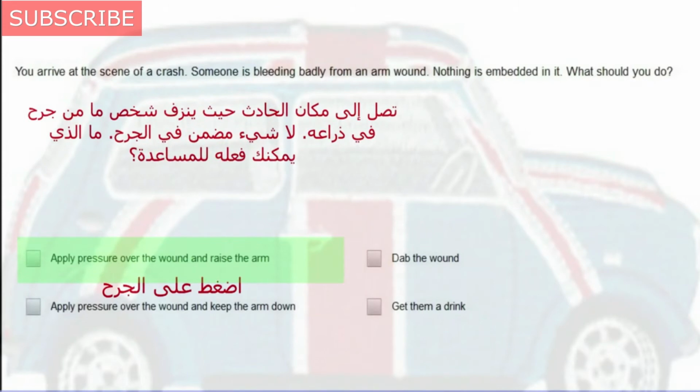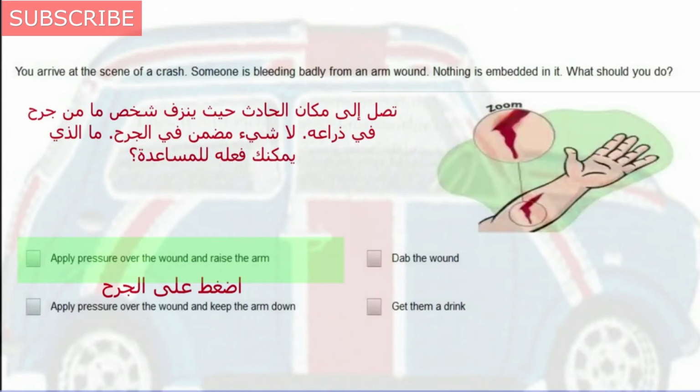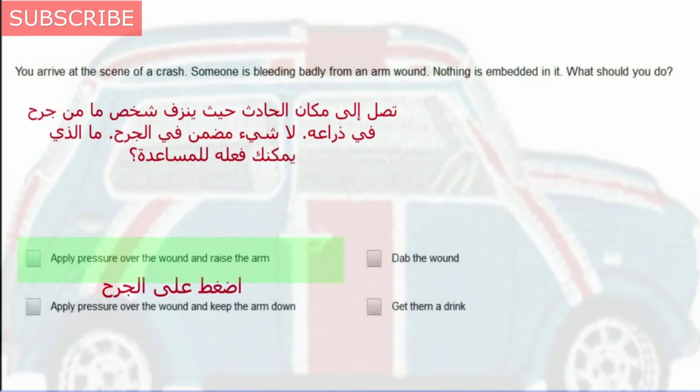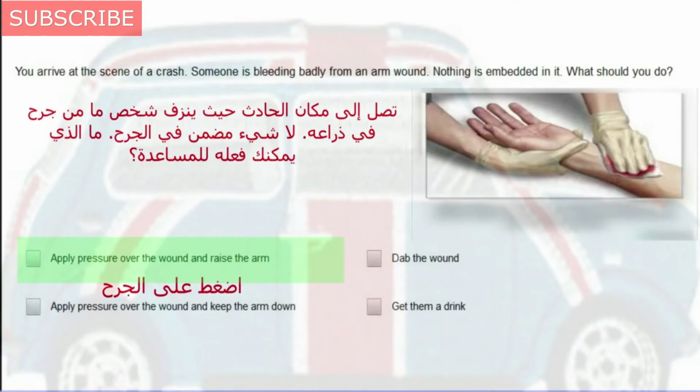You arrive at the scene of a crash. Someone is bleeding badly from an arm wound. Nothing is embedded in it. What should you do? Apply pressure over the wound and raise the arm.